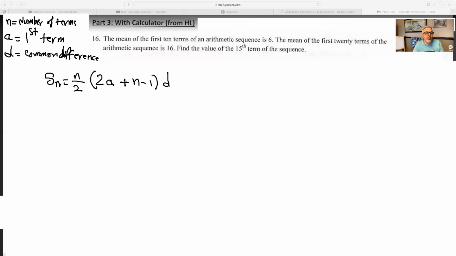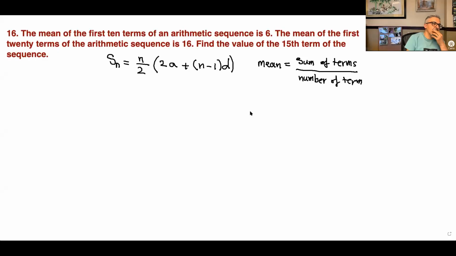So here is a question from the high level IB math. The mean of the first 10 terms of an arithmetic sequence is 6. The mean of the first 20 terms of the sequence is 16. Find the value of the 15th term of the sequence.